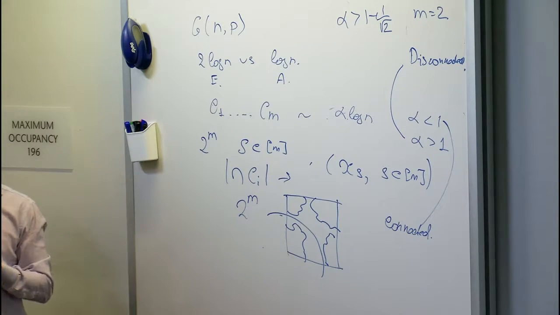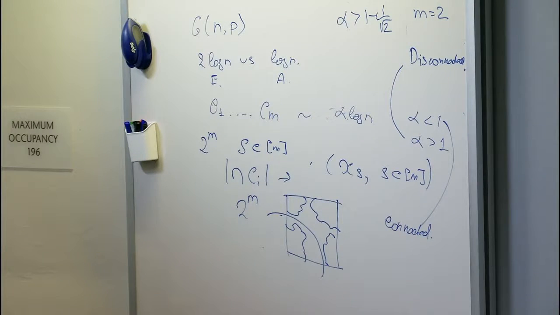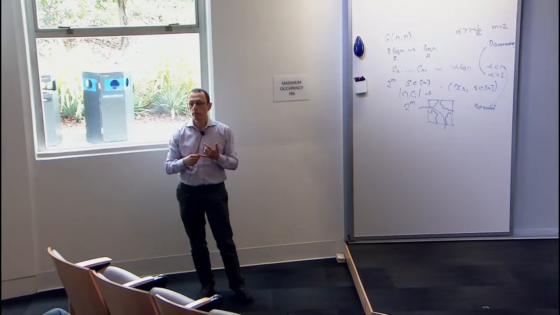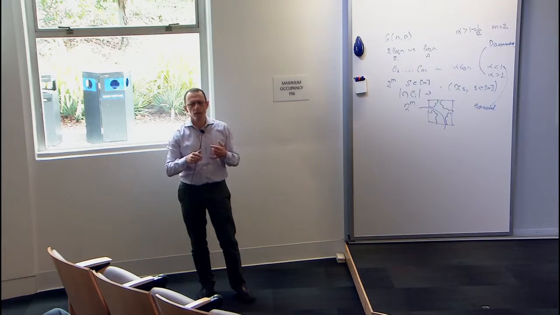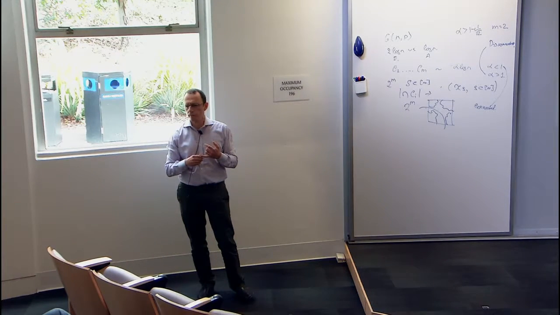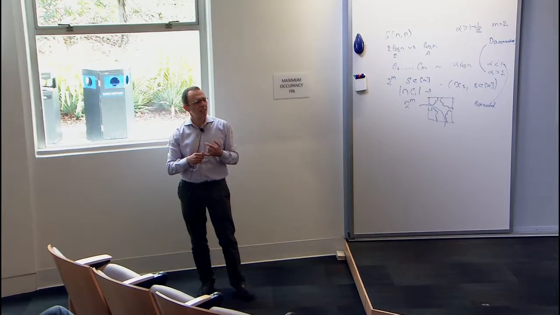Good time for questions? Can I ask, instead of the maximum, is it known what the average size of a clique in G(n,p) is? Average size of a clique in G(n,p)? Yeah, if by chance, this greedy algorithm wouldn't it somehow produce the average size? I see. I'm not sure.